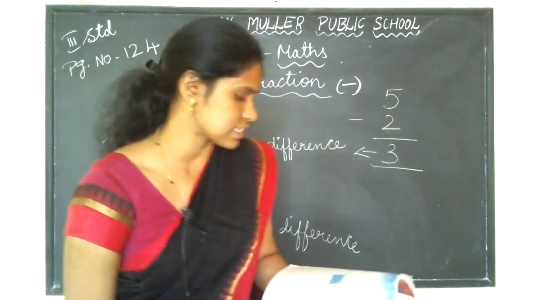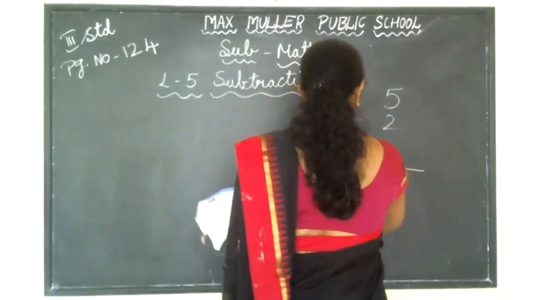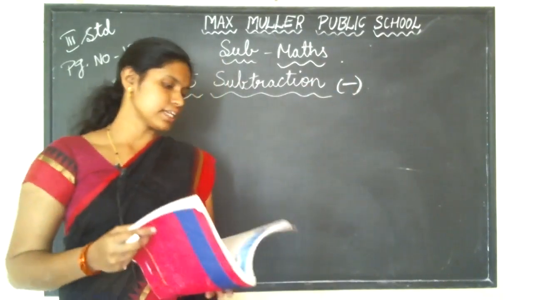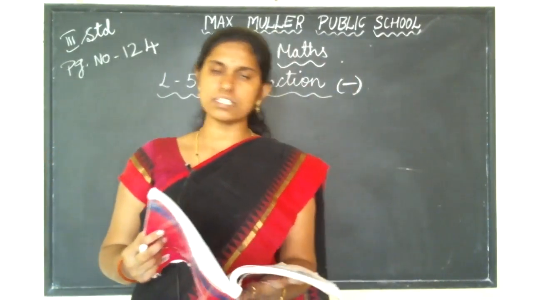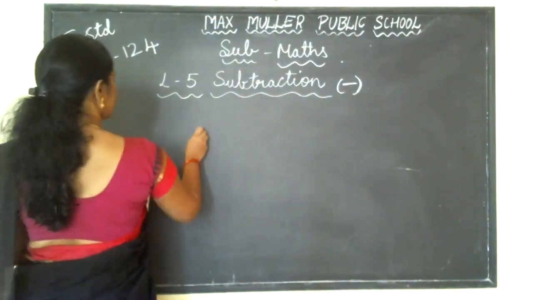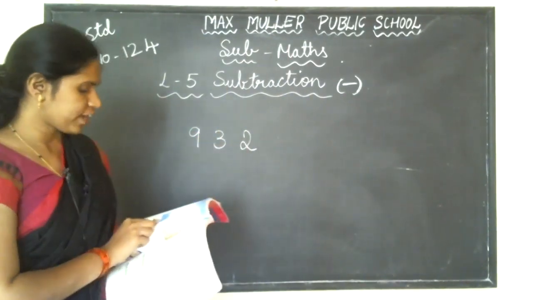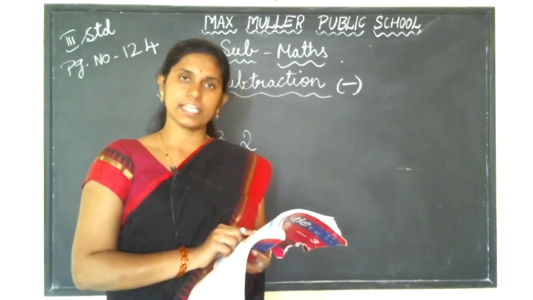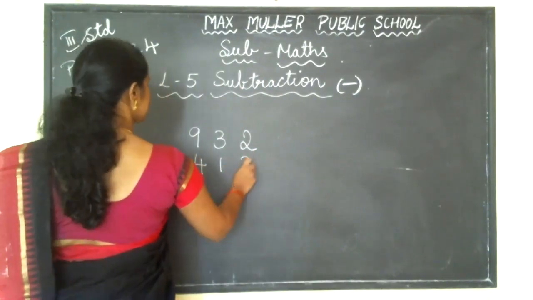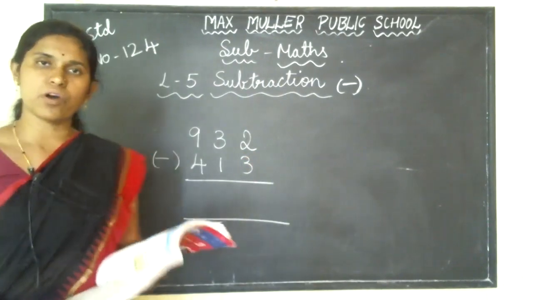Next one, example. They have given one example. Let us see. Read the example there. There are 932 students in a school. Out of which 413 are girls. Find the number of boys.